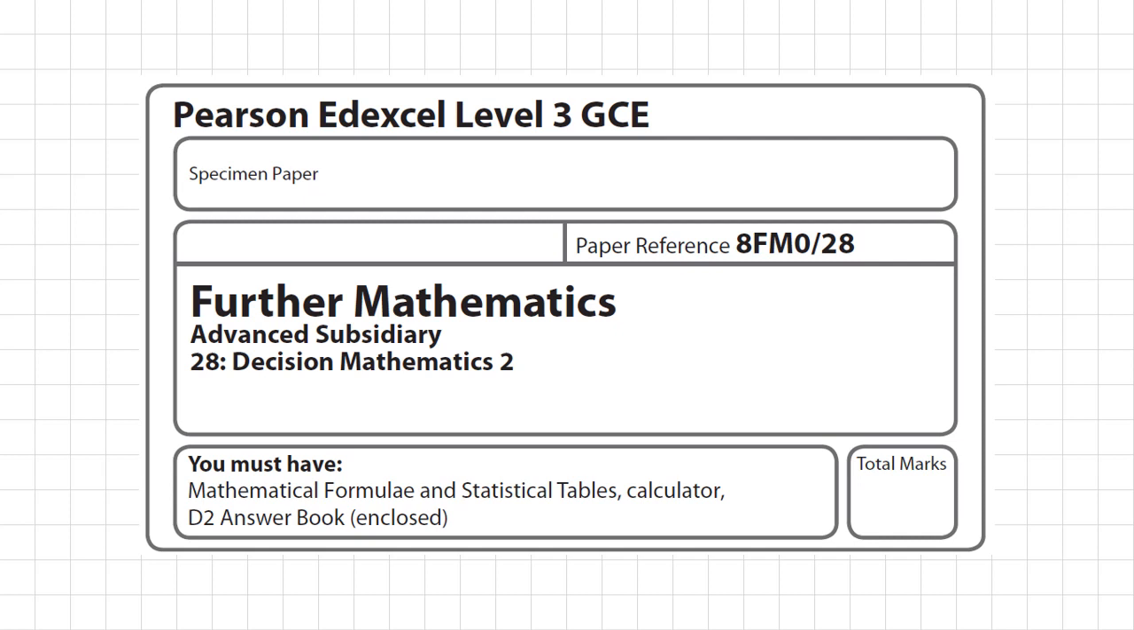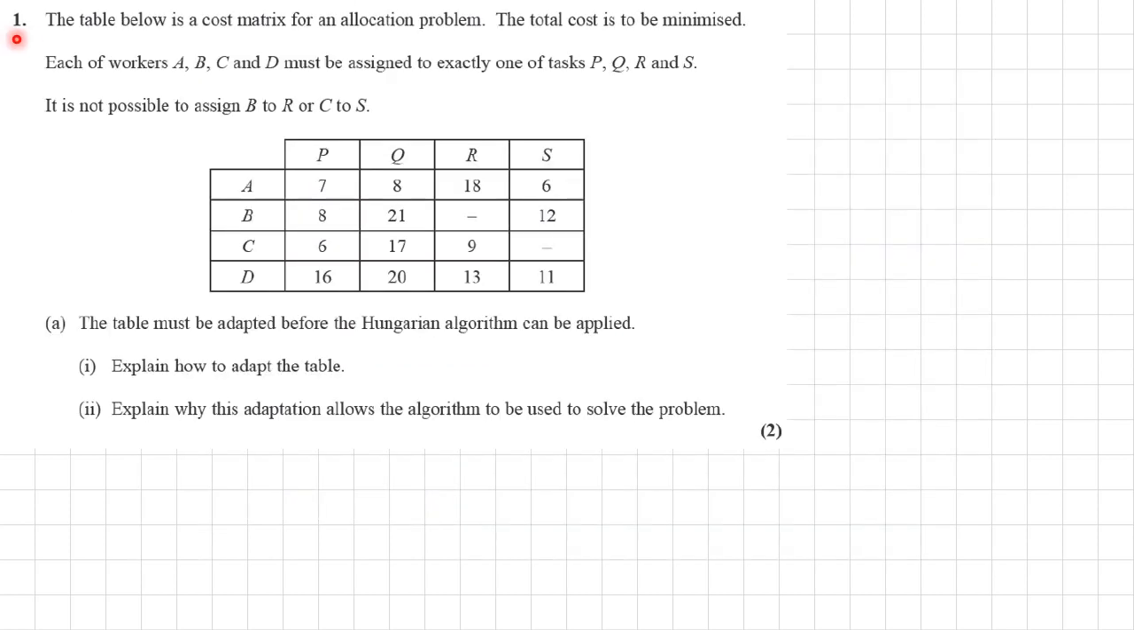This is a walkthrough of an AS Further Maths Decision 2 paper. Question 1. The table below is a cost matrix for an allocation problem. The total cost is to be minimized. Each of the workers A, B, C and D must be assigned to exactly one of the tasks P, Q, R and S. It is not possible to assign P to R or C to S.